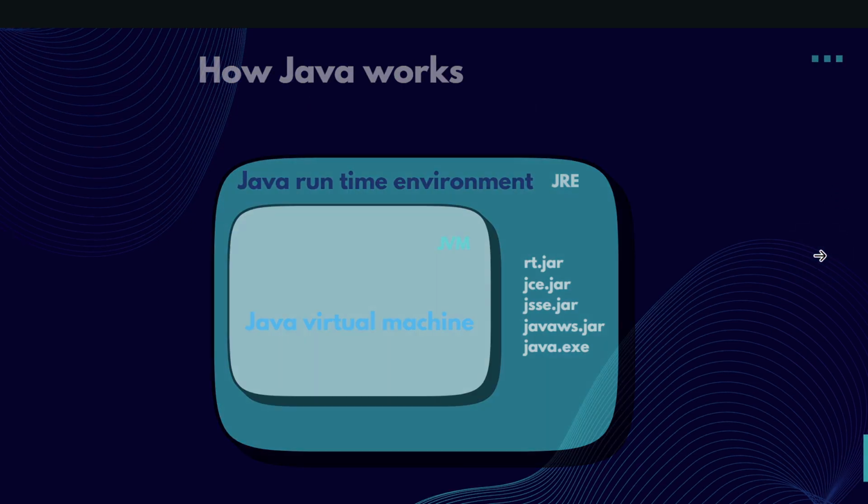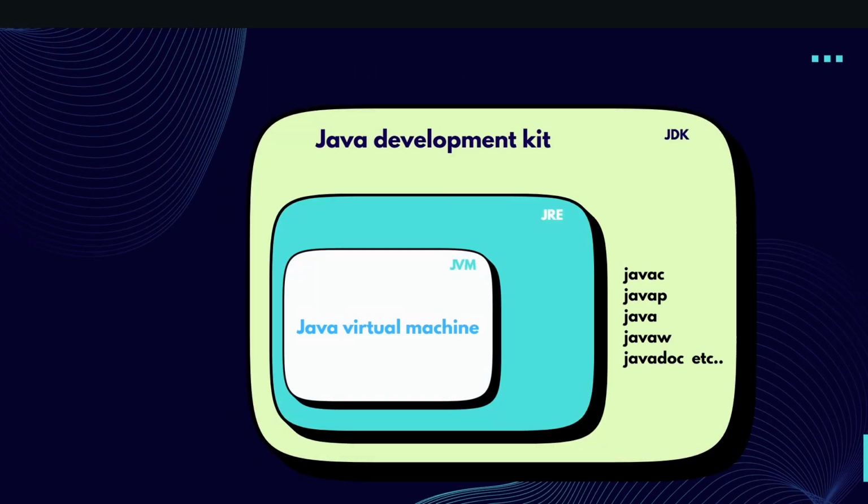Finally we have the JDK. The outermost shell of the JRE is known as the JDK. This JDK is very important. This is what we downloaded in the previous video. Once you download the JDK, you are indirectly downloading the whole pack, the JRE and the JVM as well.